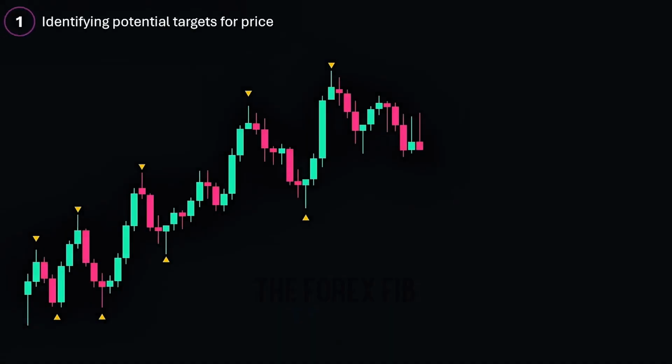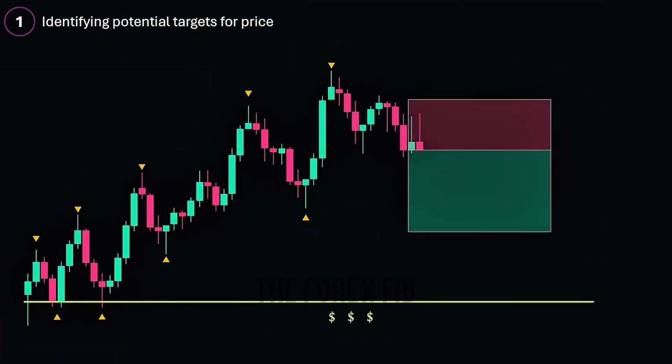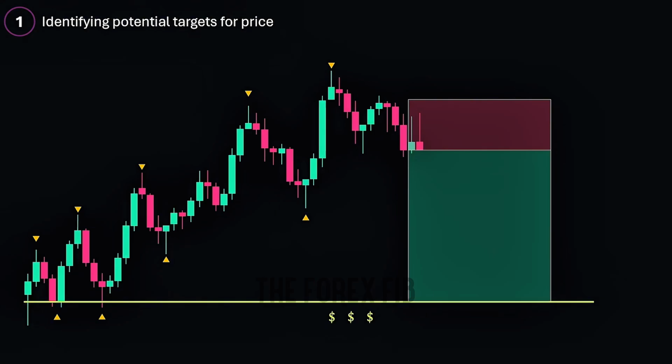Number 1. Identifying potential targets for price. The market moves toward liquidity zones because it is required for future movements. So we mark these levels as targets for our trades. For example, if there's a major liquidity zone below the price, the market may push the price there to grab that liquidity. By marking these levels, we can anticipate where the price is likely to go next instead of guessing.